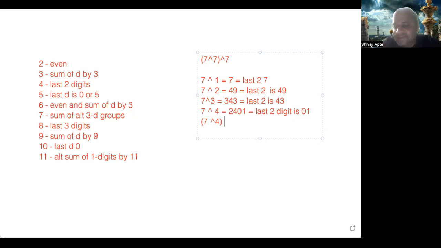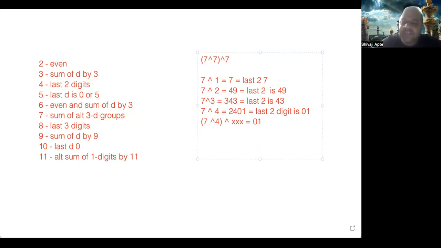raised to anything, x, whatever it is, the last 2 digits will always remain 01. Because the original number is something into 100 plus 01. If you raise it, that means you are multiplying it by itself, and no matter what you do, you will always get the last 2 digits as 01. So this is the clue to finding it out.